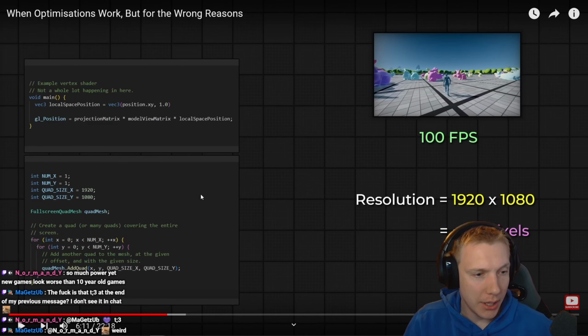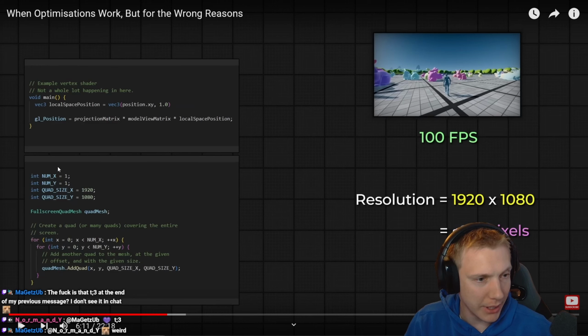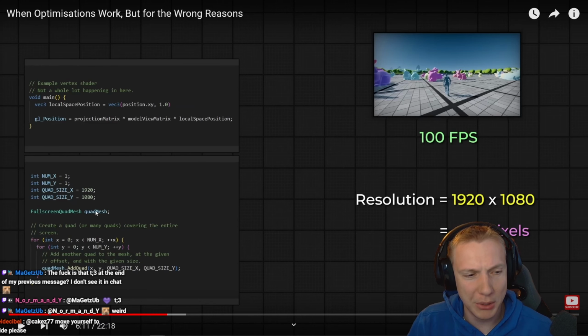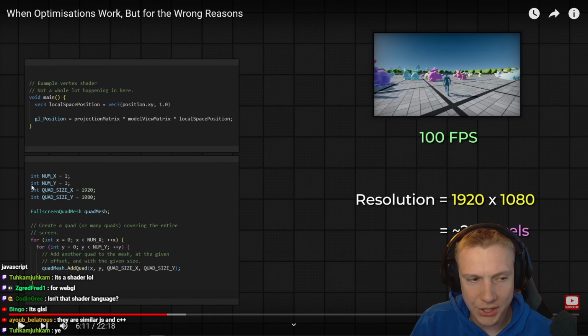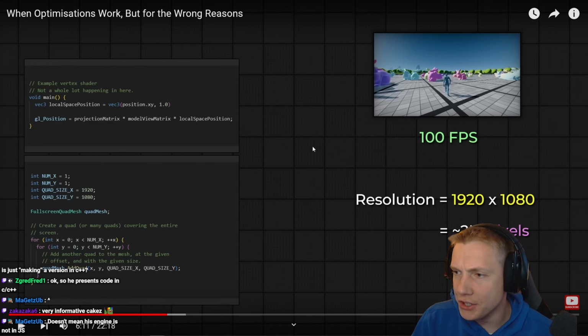There's barely any... Yeah, vertex shader, let's see, it goes through the vertices and then, that doesn't look like JavaScript, guys. That doesn't look like JavaScript, that looks more like C++ code. What are you guys talking about? This is outside, this is in the shader. This is example vertex shader, not a whole lot of happening here. It takes the in position and then it does the model view projection matrix or the projection model view matrix thing. Calculation. Maybe demonstratively, he's just making a version in C++. Yeah, very informative, Cakes. Any work in here. Okay.